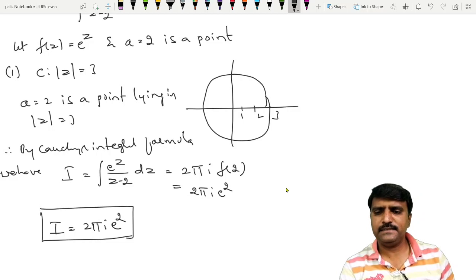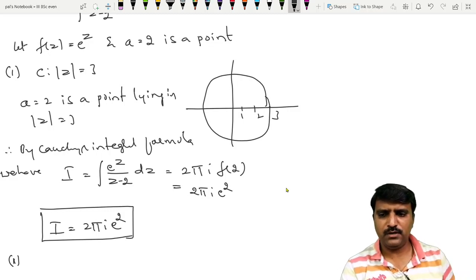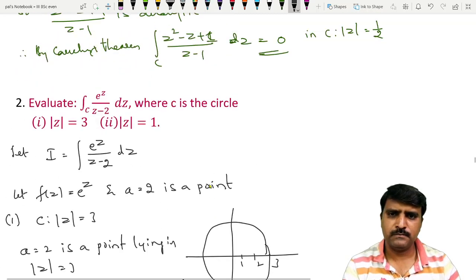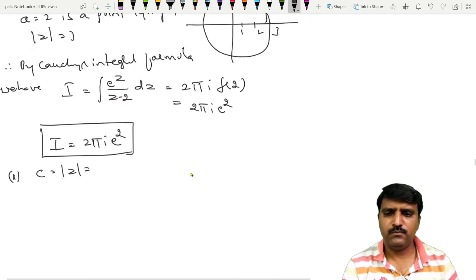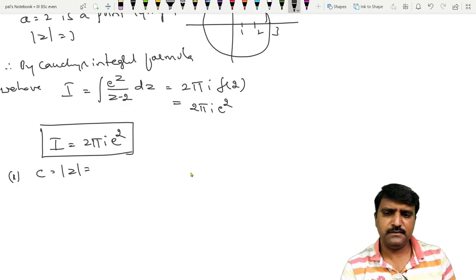Okay, in the second case, what is C here? C is mod z is equal to 1. It is a circle with radius 1 and center origin.